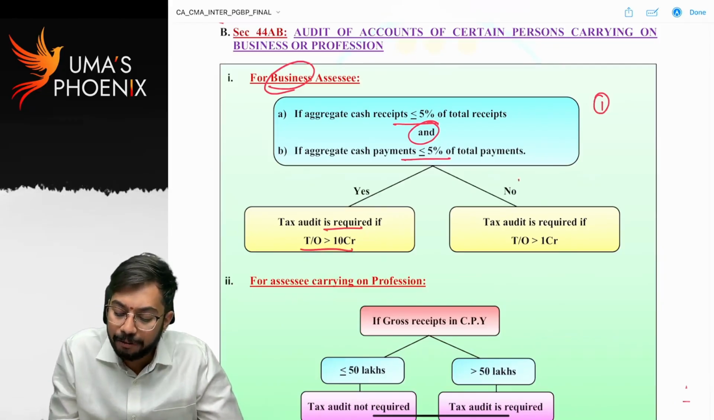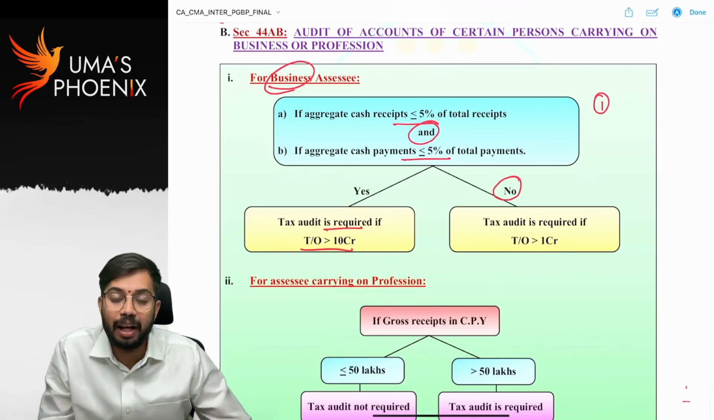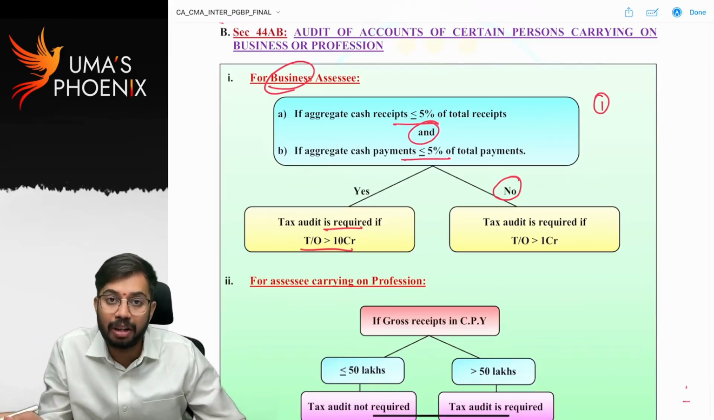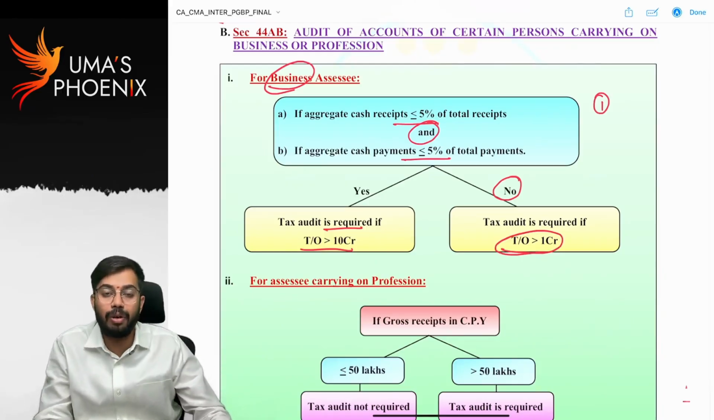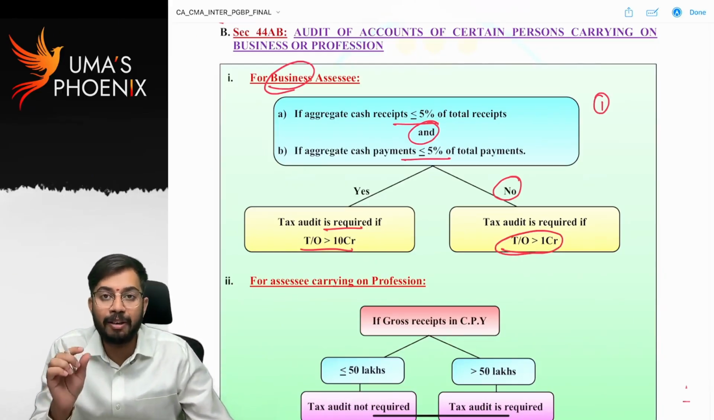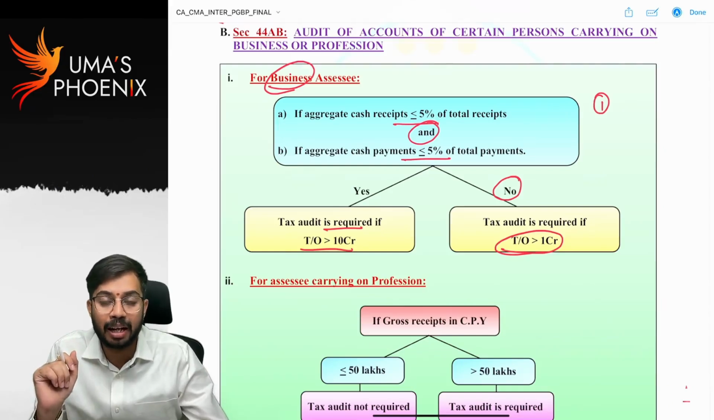If these conditions are not satisfied, either one or both the conditions are not satisfied, then tax audit is required if turnover is more than 1 crore. Simple. Generally, in case of business SSCs, if turnover is more than 1 crore rupees, then they have to get their books of accounts audited by a chartered accountant under section 44AB.